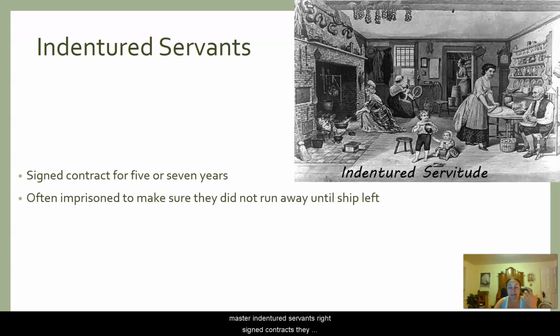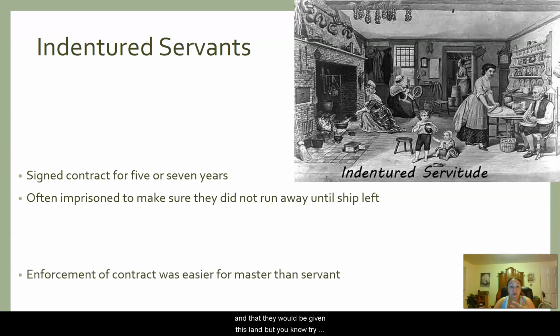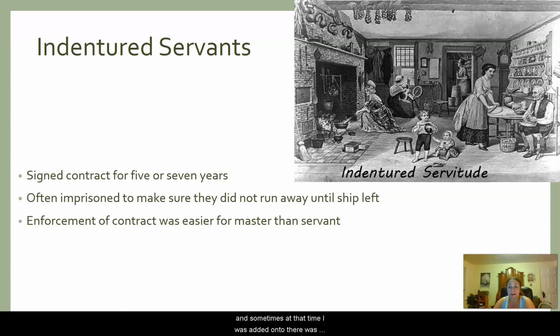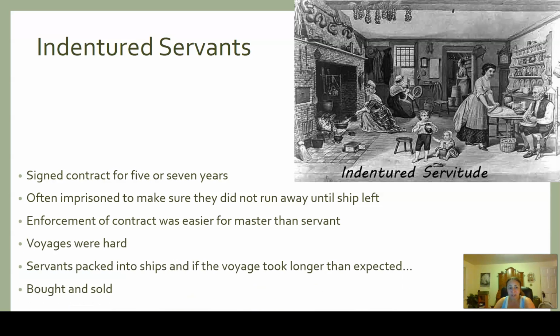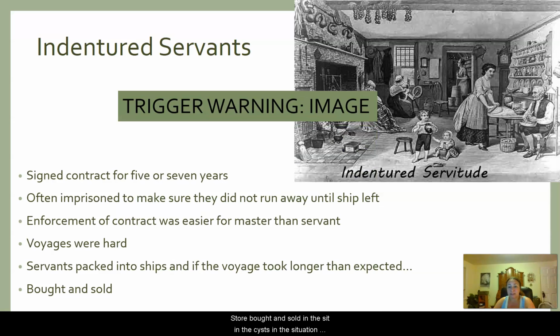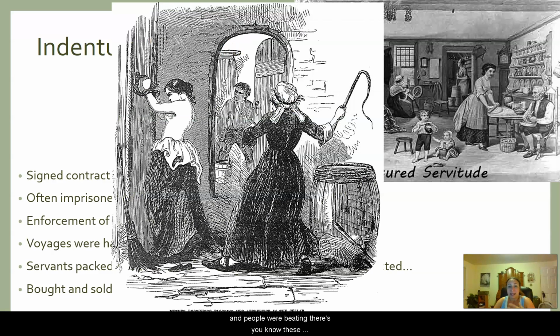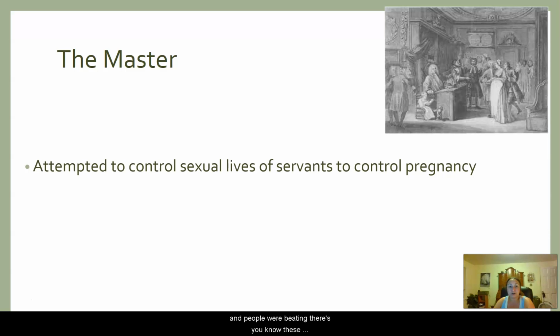Indentured servants signed contracts saying that within 5 to 7 years they would be set free and given land. But sometimes that time was added on to. There was violence. The voyages were hard. People were bought and sold in this situation, and people were beaten.